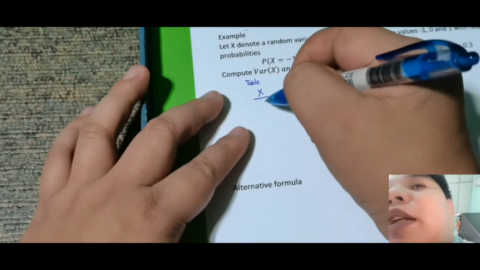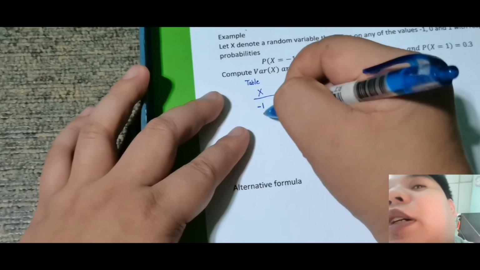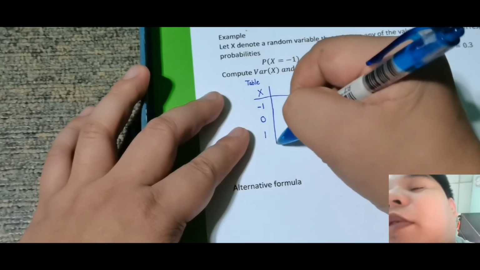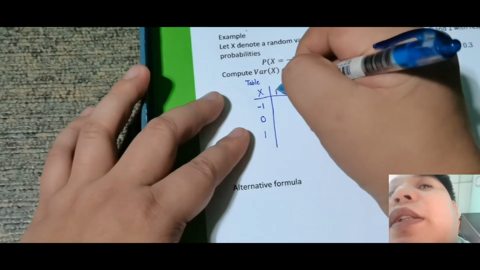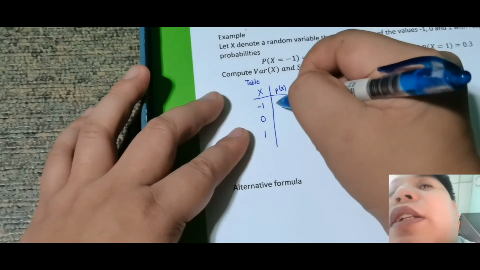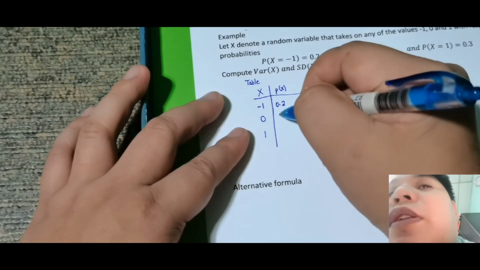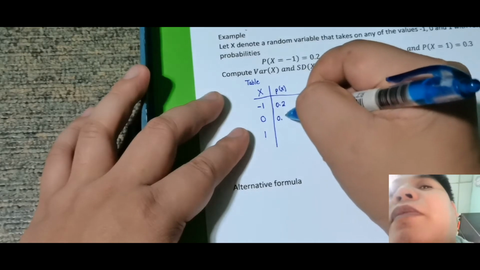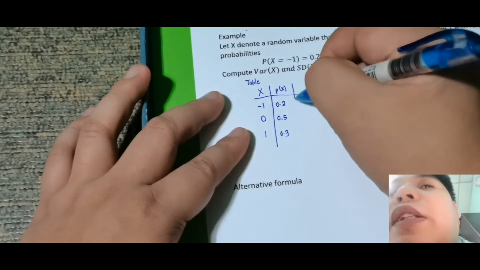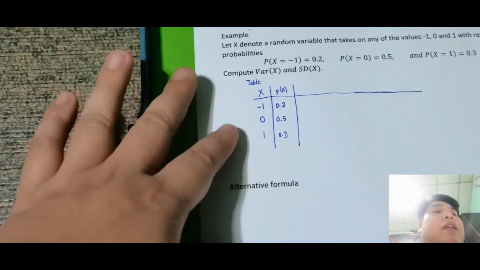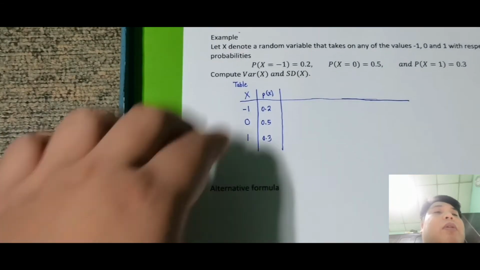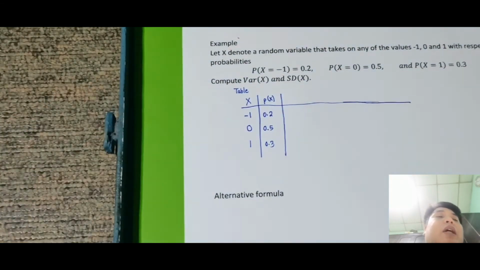Okay, so for the random variable x, ano yung mga values? This is negative 1, 0, and 1. Okay, next is the probability of x. Given naman yung probability of x, this is 0.2, this is 0.5, and this is 0.3. Okay, next is importante, kunin na natin yung kanyang expected value o yung mu. So meaning, ang una natin gagawin is to compute for the expected value.